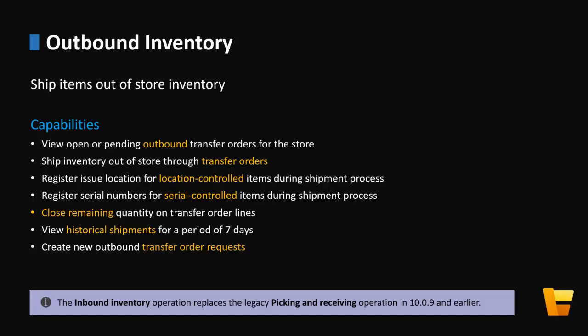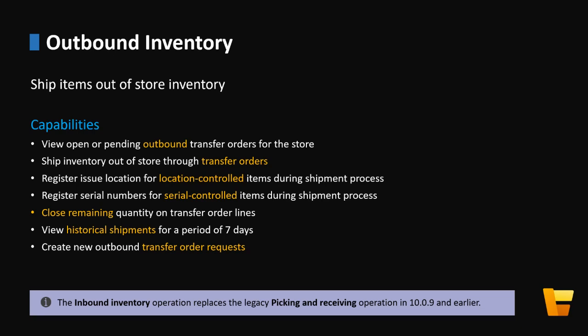So what you just saw is the demo of the inbound inventory operation. And then the second operation I want to talk about today is the outbound inventory, which is very similar to the first one, but in the opposite direction. As the name indicates, it facilitates you to ship items out of your store inventory through outbound transfer orders. During the shipment process, this operation allows you to register serial numbers for serial controlled items that you are shipping. And you can also specify the location where the items are shipped from for location controlled items.